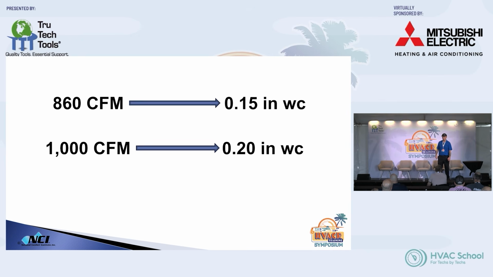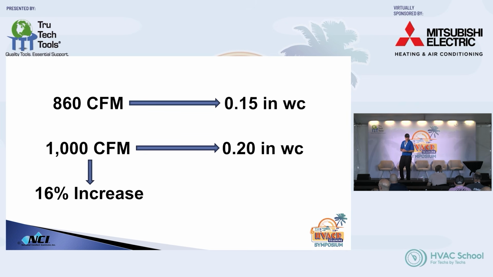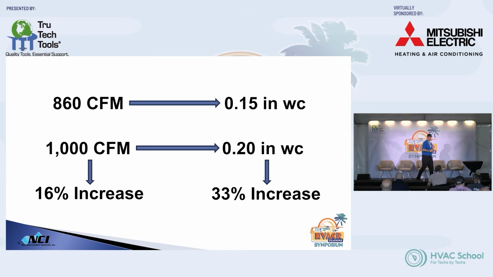So our CFM started off at 860, and we had a 0.15 duct pressure. We increased our airflow to 1,000 CFM, and then we were at 0.2, right? So increasing the airflow by 16% increased the static pressure by 33%. This is why, if you're changing airflows or altering what equipment is installed, you need to pay attention to this. Look at what happens to the static pressure when we increase our airflow.